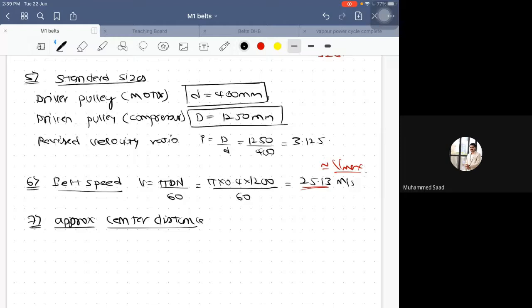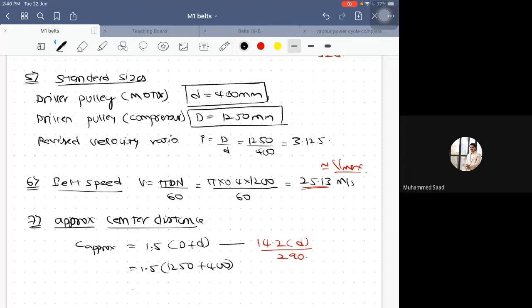Okay. Approximate center distance, so C approx is given as 1.5. This is the thumb rule. Every industry follows 1.5 times of capital D plus small d. It has been mentioned in equation number 14.2 D on page number 290. You can have a look there. From this, please calculate approximate center distance: 1.5 times of 1250 plus 400.